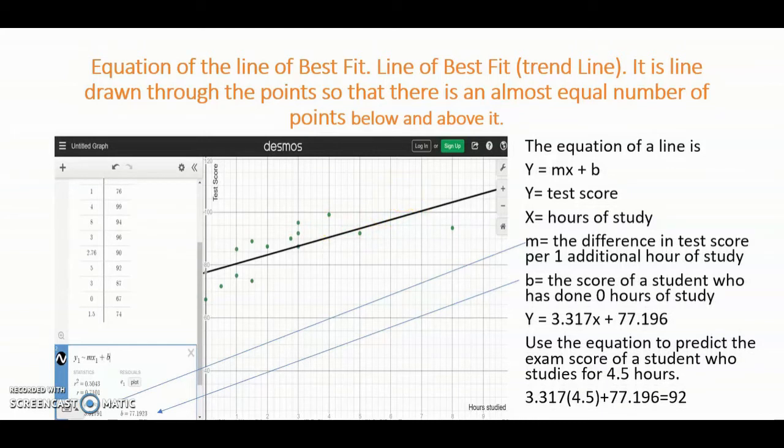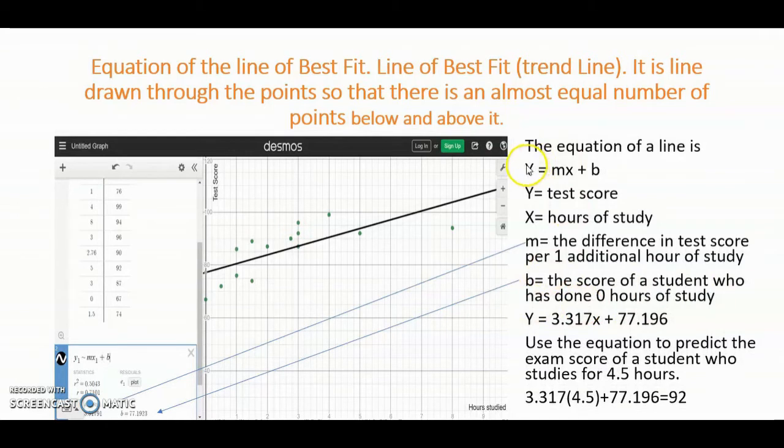The slope-intercept form of this line is given by y equals mx plus b, where y is the output, m is the slope or the rate of change, x is the input, and b is the y-intercept. But in this particular context, the output we know is the test score. So y equals the test score, x, which is the input, is the hours of study. M would therefore be the difference in test score per 1 additional hour of study. And b, the y-intercept, will be the score of a student who has done 0 hours of study.